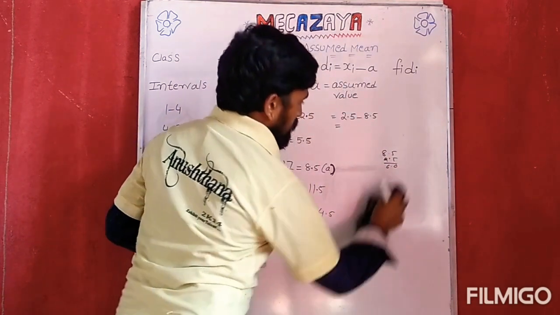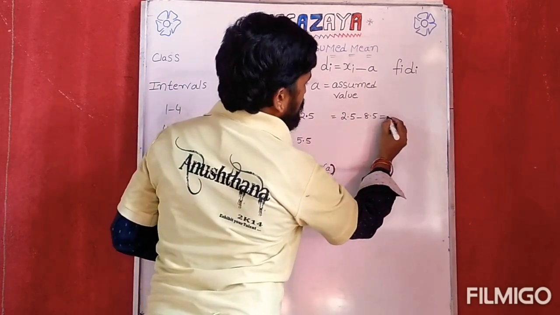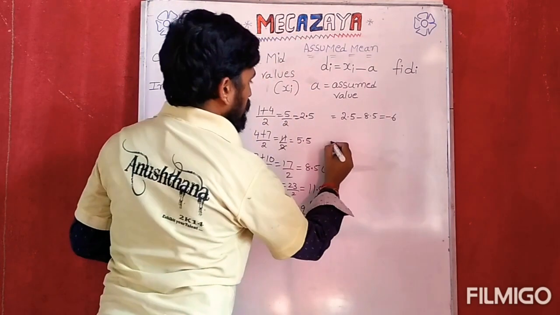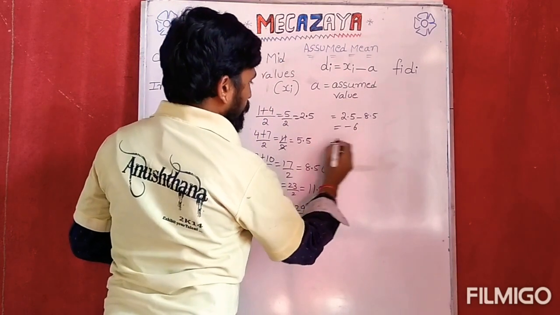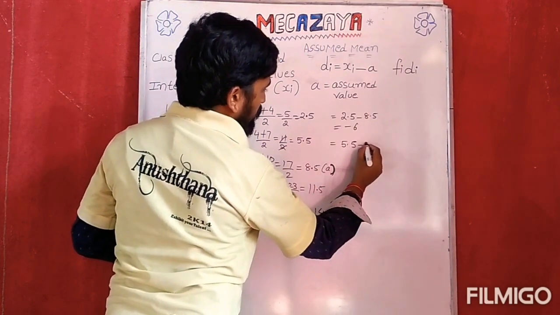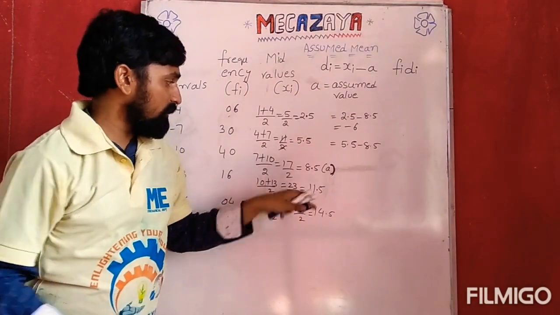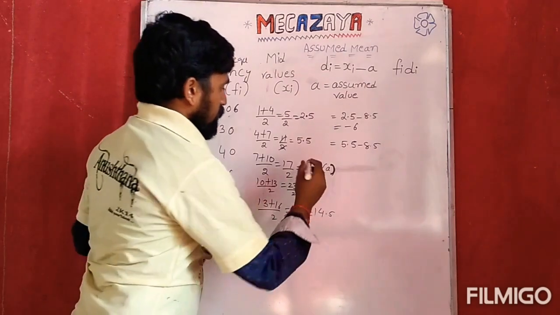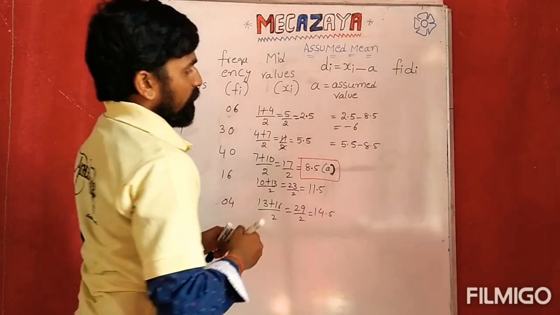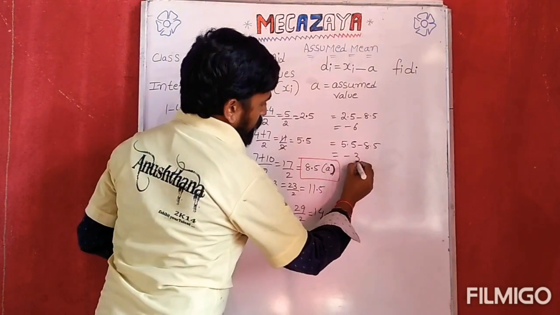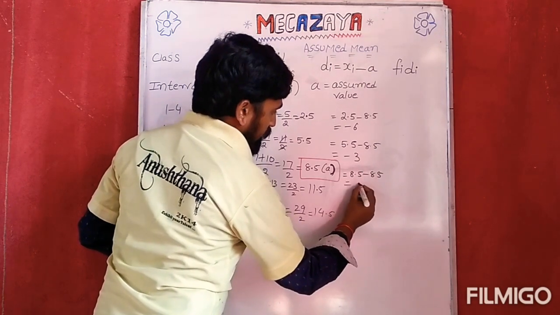So the answer will be 6, and it will be minus 6. Next, 5.5 minus 8.5. That is 5.5 minus the assumed value a. This is the assumed value a, 8.5. So 5.5 minus 8.5 gives minus 3. Next, 8.5 minus 8.5. The answer will be 0.